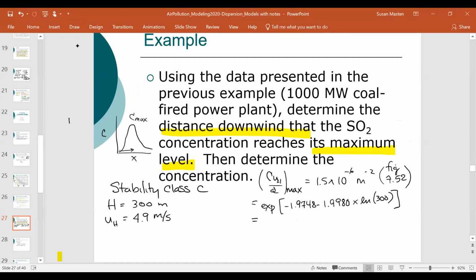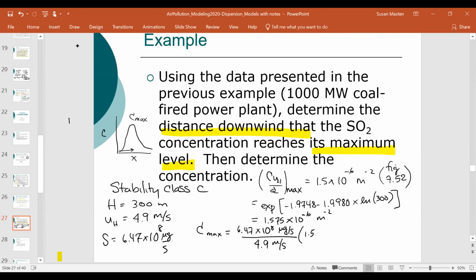And if we calculate that, that is equal to 1.575 times 10 to the minus 6 inverse meters squared. So then Cmax is equal to 6.47 times 10 to the 8 micrograms per second. That was from the previous problem. So let's just add that over here to remind us that that was from that previous problem, divided by 4.9 meters per second times 1.5 times 10 to the minus 6 inverse meters squared, and that is equal to 198 micrograms per meter cubed.